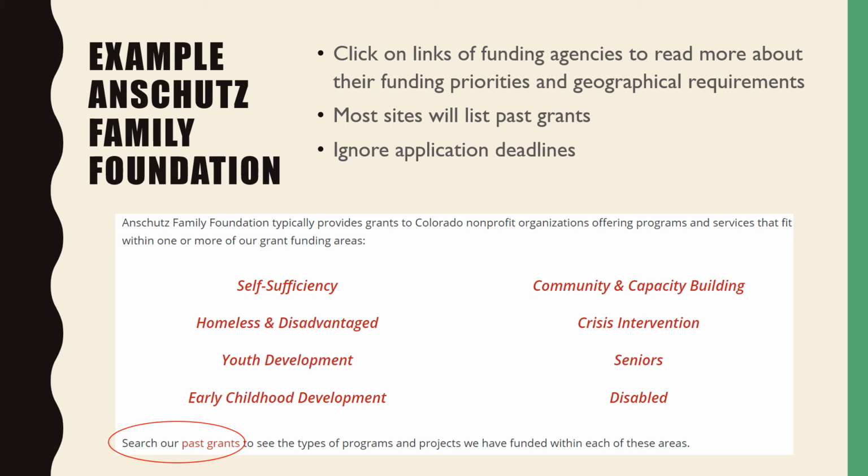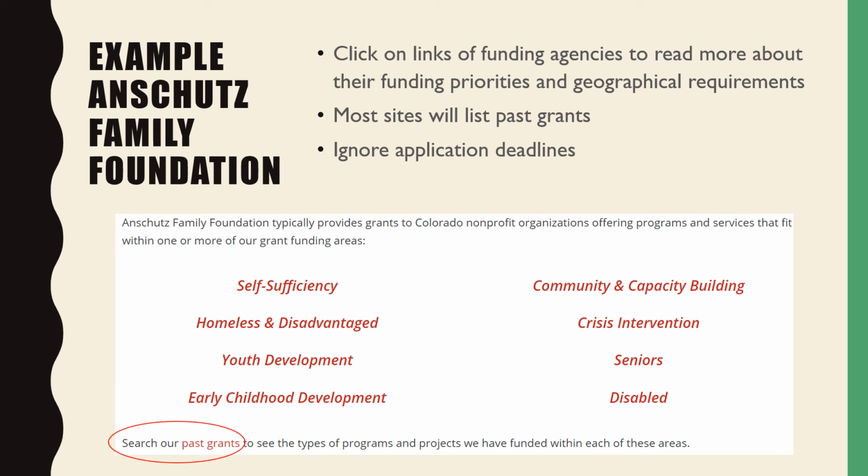You search their website, you get to their website, I should say, through either the Google search or the Grants West. And then you click on a tab that talks about funding or grants or opportunities or something like that. And they provide information about who they fund, right? And these are their grant funding areas.